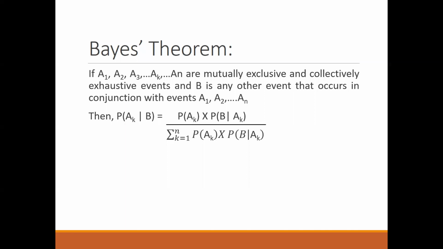So P of AK given B: what is the chance of AK occurring given B has already occurred? It is given by probability of AK multiplied by probability of B occurring given AK has occurred, divided by the summation sign up to N, starting with K equal to 1, of PAK, that is the probability of AK occurring, multiplied by the probability that B will occur given AK has already occurred.